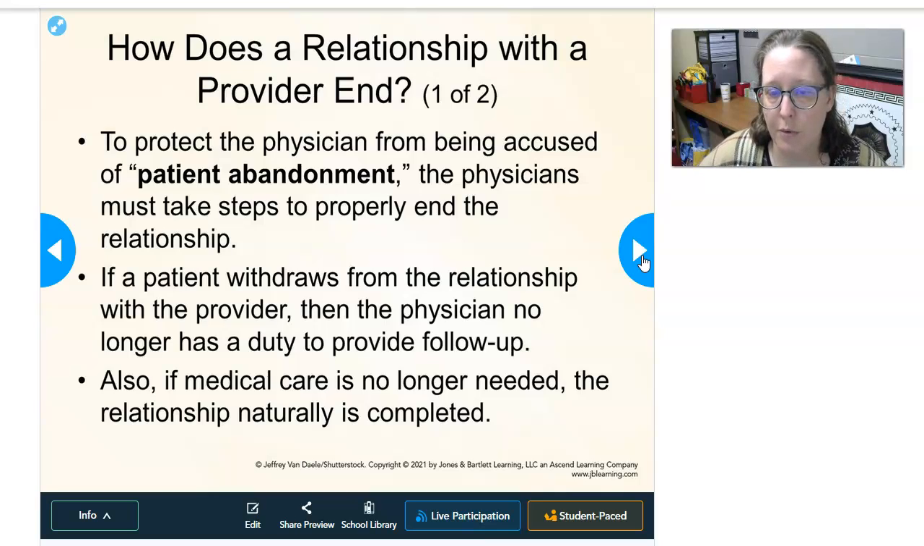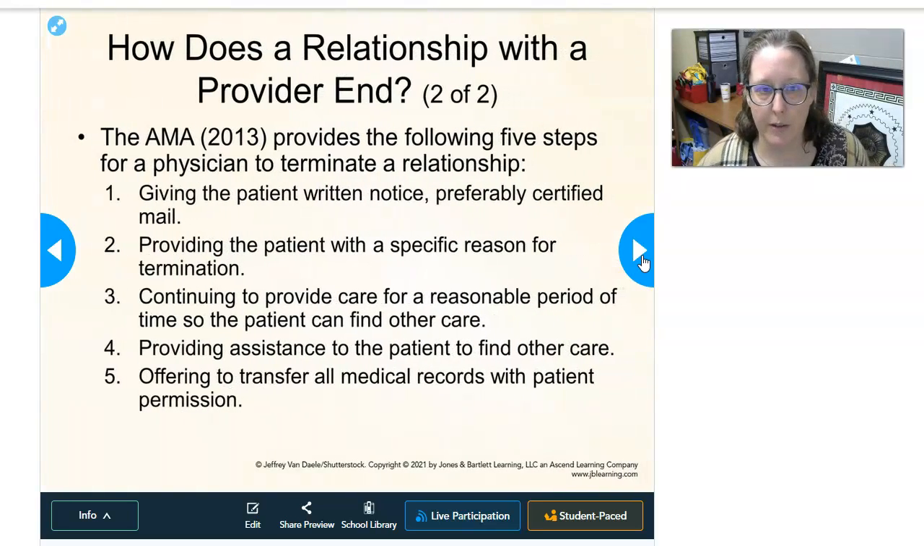So if you all of a sudden quit going to see that physician, they haven't seen you in years, then they're pretty much automatically released from that. Also, if medical care is no longer needed, the relationship is naturally completed. That would be an example with the knee surgery, orthopedic referral. If it's to fix a certain problem and that problem has been fixed, you've had the follow-up and everything's back to more or less normal, then that is a natural completion of a relationship between a patient and provider.